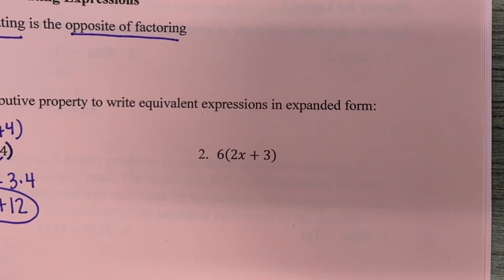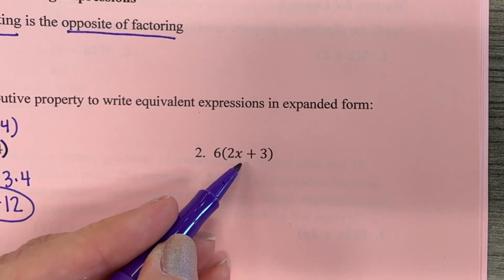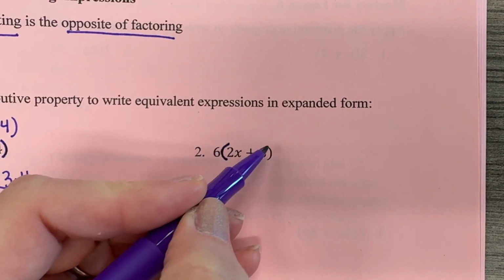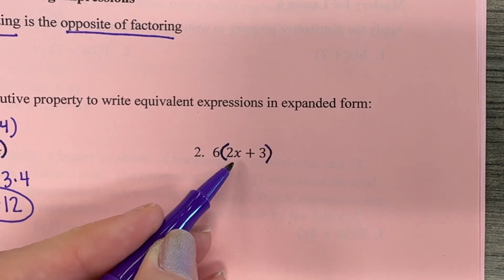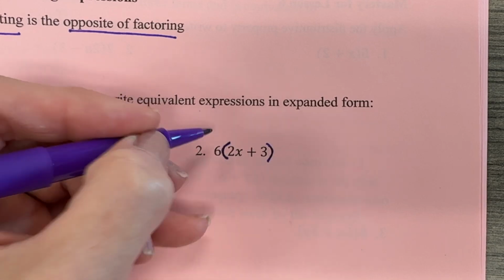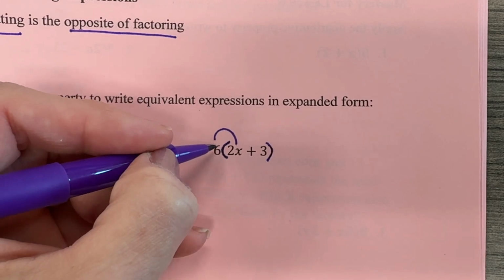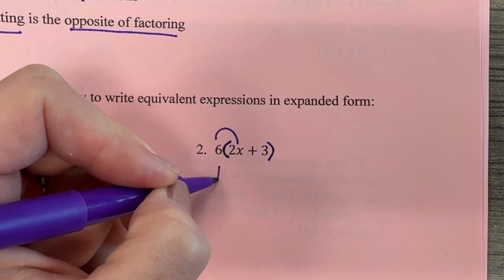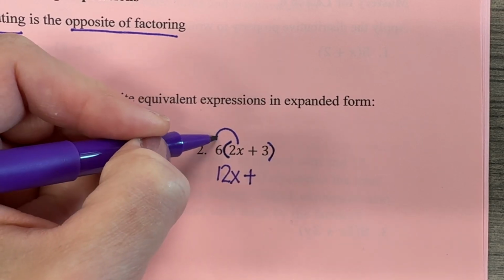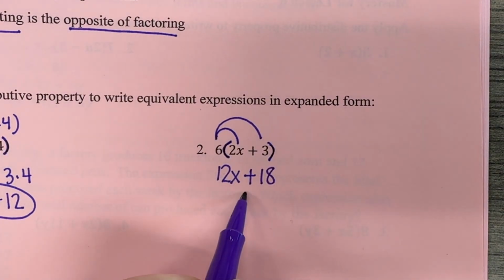Okay, let's go to number 2. Listen to the way I'm reading this: 6 times the quantity, because it's in parentheses. A parentheses indicates you have a quantity of things. 6 times the quantity of 2x plus 3. So we're going to take the 6 to everything inside. 6 times 2x, can you do that in your head? 6 times 2x would be 12x. Bring the plus sign right down. 6 times 3 would be 18, and that would be our final answer.